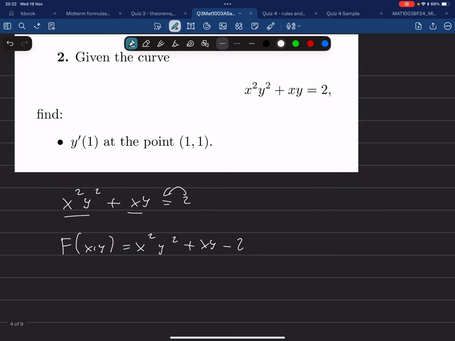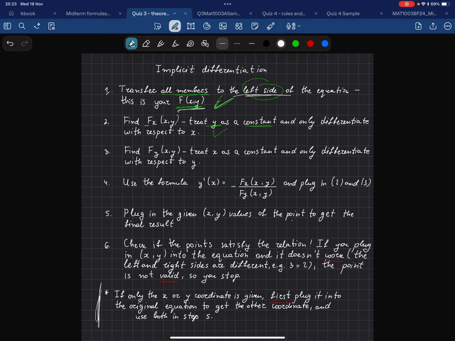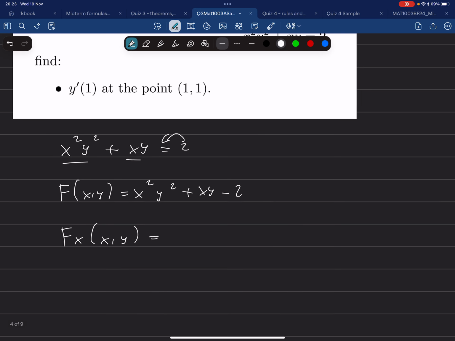How do we proceed from here? We have that f of x and y, and now the next step is to take the derivatives with respect to x and then to y, right? So firstly, with respect to x, fx of x and y. So how do we calculate this?